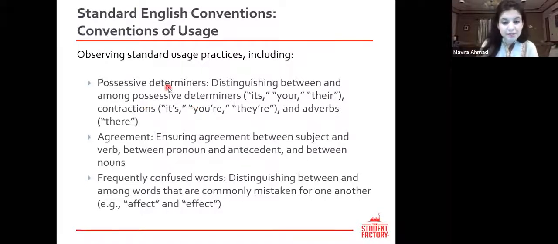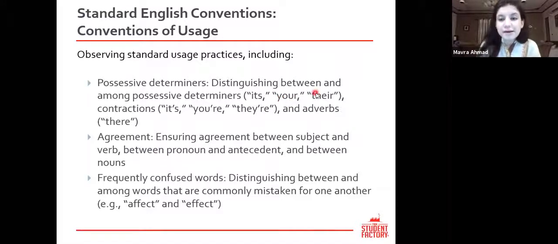Contractions और possessive determiners में बहुत difference है. It's और its में बहुत difference है. It's जब apostrophe के साथ होता है, it means it's a short form of it is. Whereas when it's without an apostrophe, it is showing possession. Your और your में बहुत फर्क है. Your pronunciation is the same. However, with an apostrophe, your is basically a short form of you are, and your is a word, it's a noun, it's a pronoun, right?